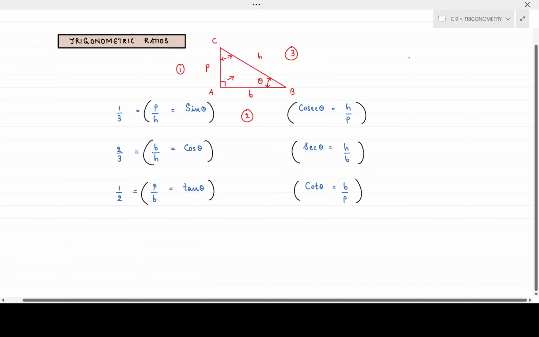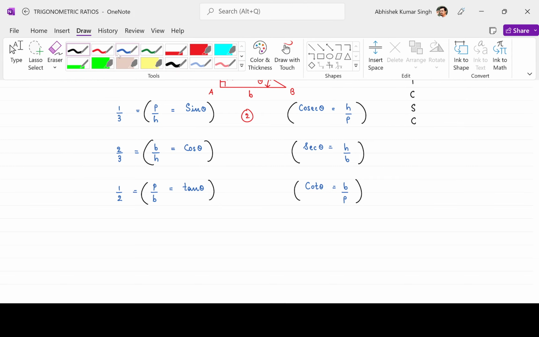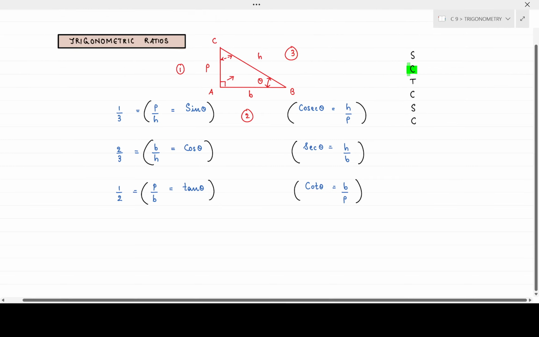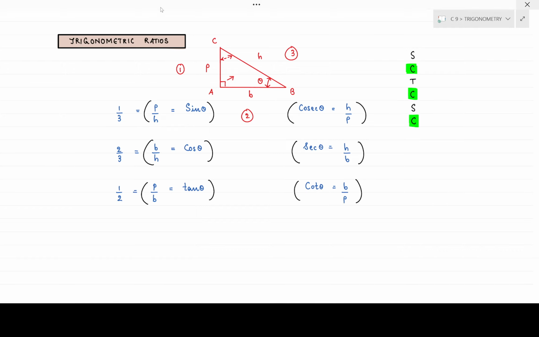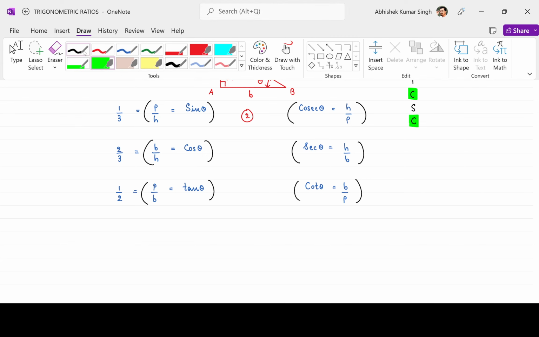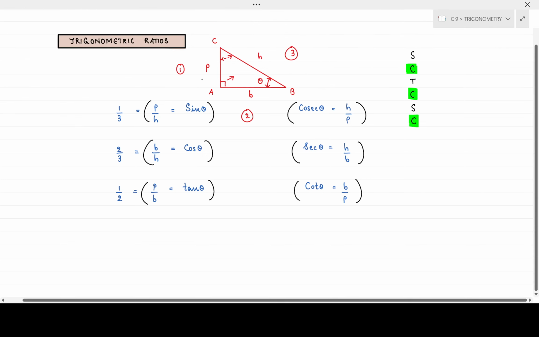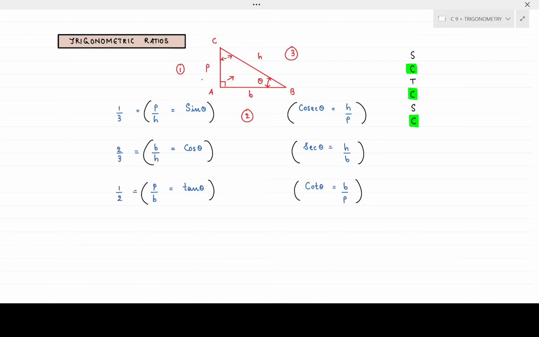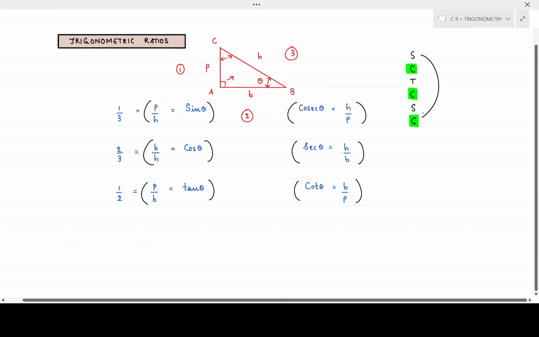You have to keep them in proper order: sine, cos, tan, cot, sec, cosec. If you observe carefully, all the C's are at alternate positions: SC, TC, SC. This is the order: sin, cos, tan, cot, sec, cosec. Sin reciprocal cosec. Cos reciprocal sec. Tan reciprocal cot.